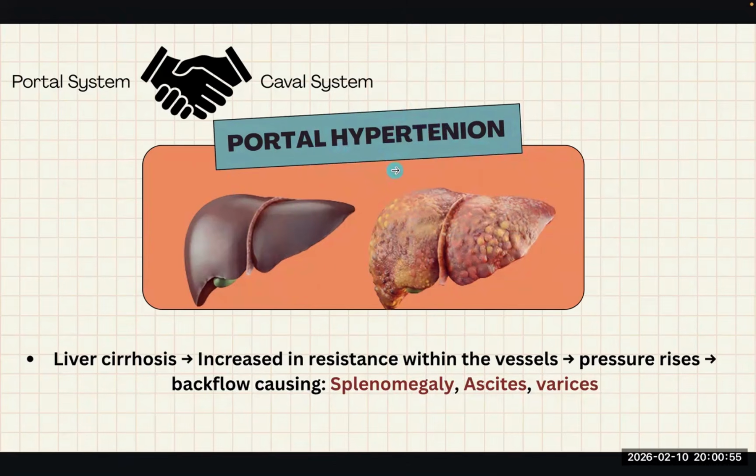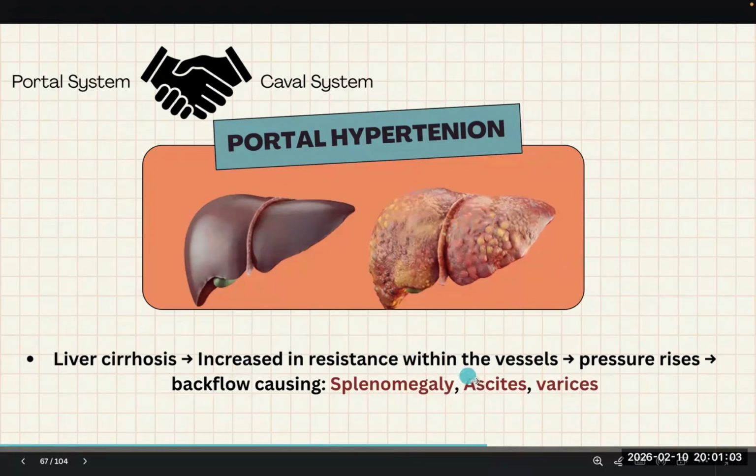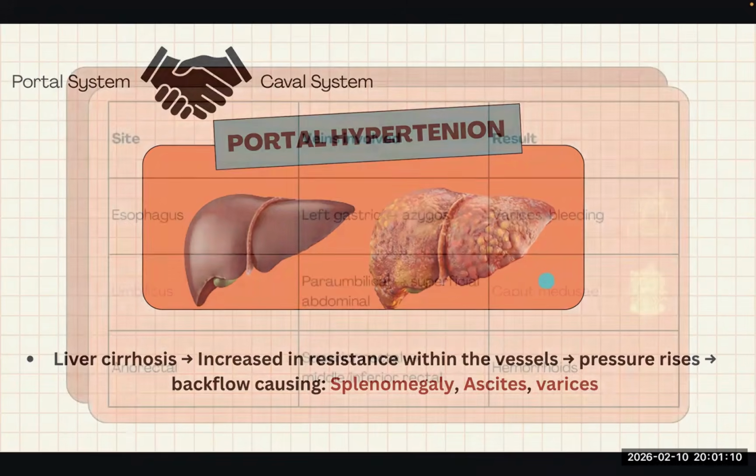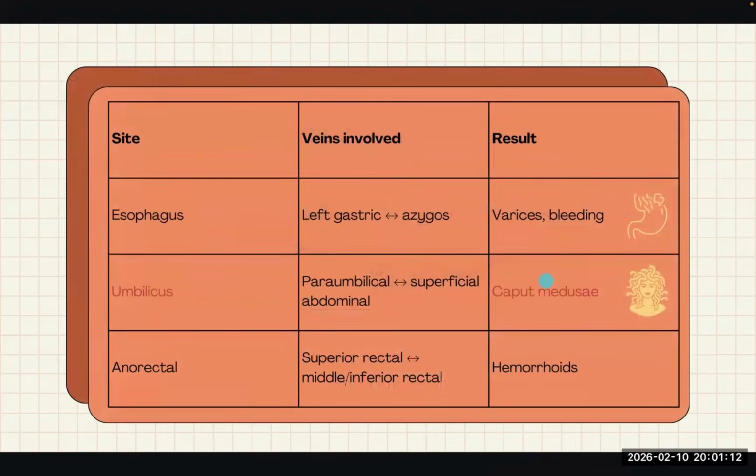Hyper, so there is increased pressure, and then tension is pressure. Okay, so hyper, too much pressure. Okay, splenomegaly, because of the backflow. The ascites, which is the fluid that is found in the peritoneum, and varicocele. And this is a very important table that you guys have, the same, but less colorful.